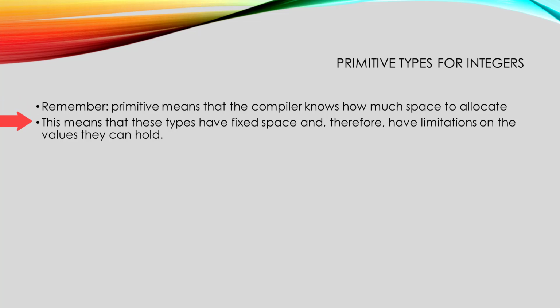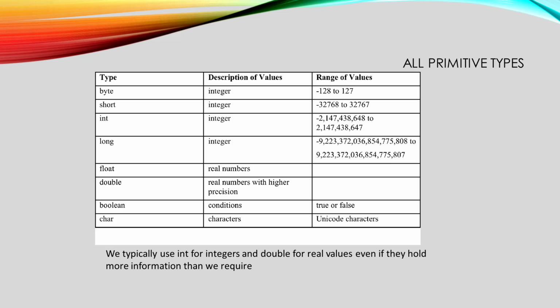Correct. That means that primitive types have predefined, fixed sizes. The limit on the space they are given means that they are limited in what values they can hold. Here is a chart showing the limitations of all of the primitive types in Java. The simplest of these is Boolean. A variable that is declared to be Boolean can only hold two values, true or false.